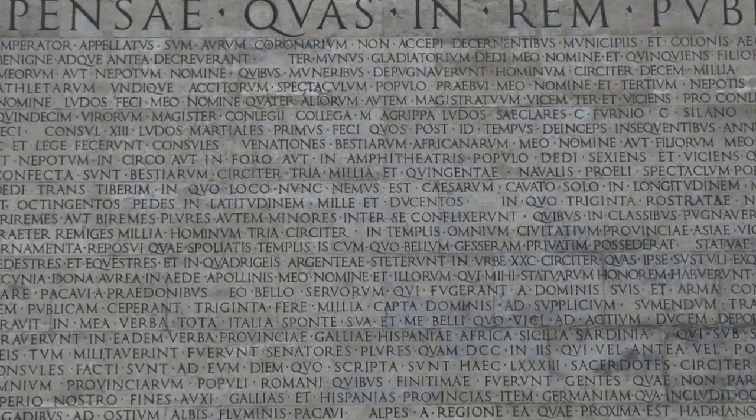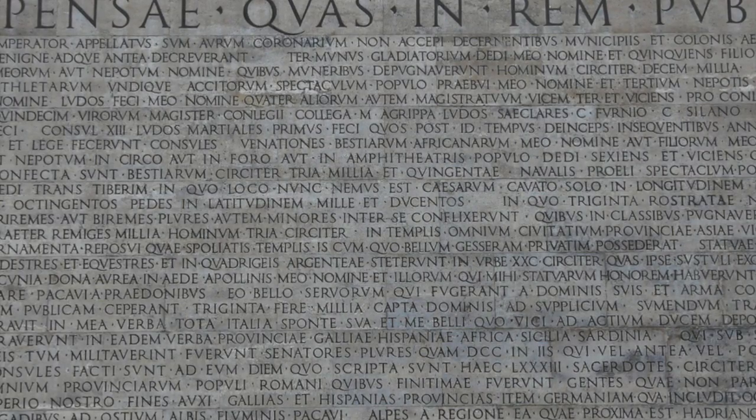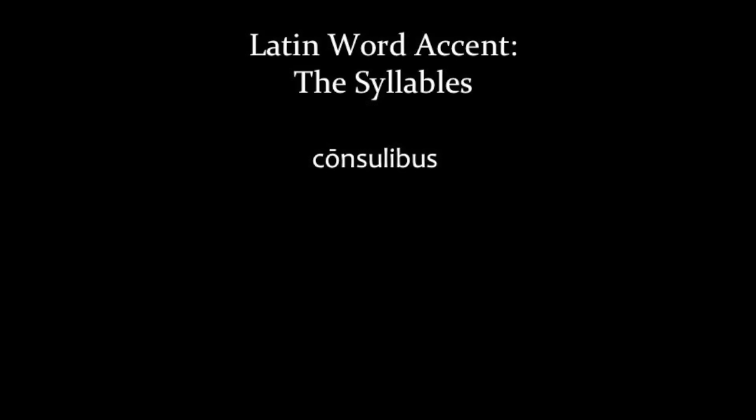So, first of all, we have to learn some technical words, that is, how we talk about the syllables of a Latin word in terms of accentuation. So let's take a look at a Latin word. The first one you'll see is consulibus. Consulibus. And this word is 4 syllables, and we break them down as so.